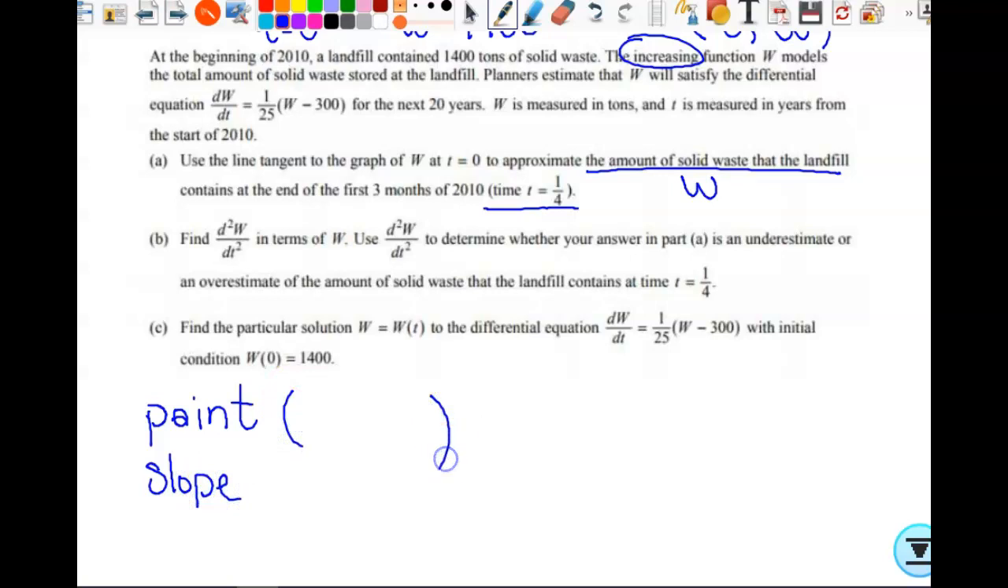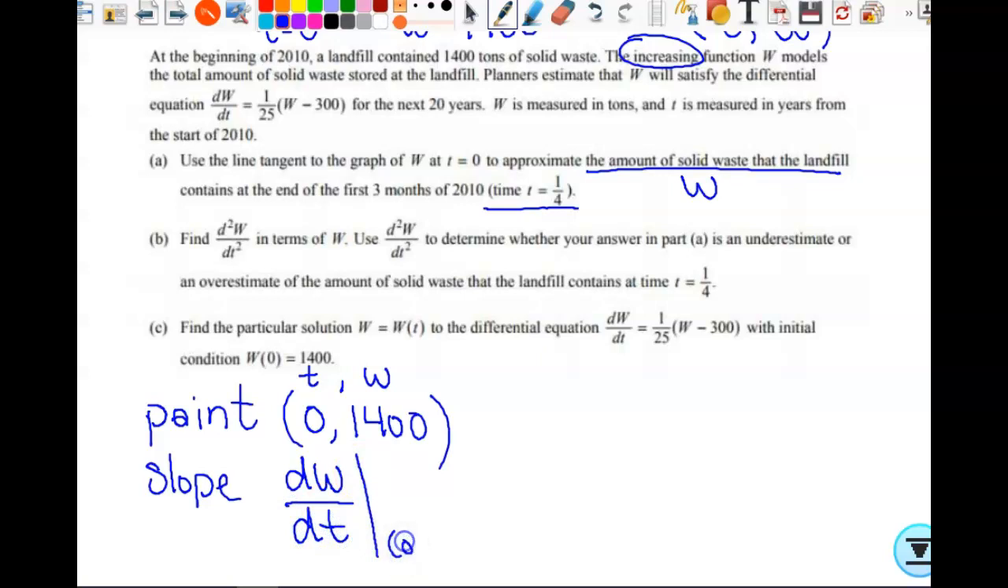Remember, we're not dealing with generic function x, y. We're dealing with time and the corresponding W. So we're going to write this tangent line to the graph of W at t equals 0. What was the amount of solid waste at time 0? Good, 1,400. And how do we find slope of a tangent? How do I find slope at a point? The derivative. So dW/dt evaluated at this point.